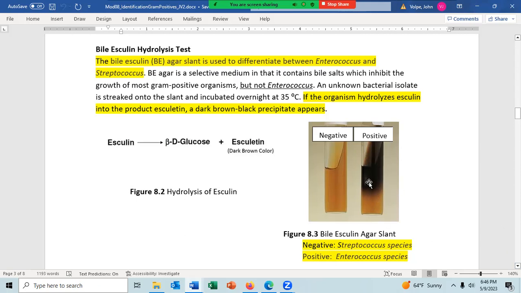You need more than 50% of the tube to be dark brown or black, and then we say it is esculin positive. If it's less than 50% or no darkening, no black or dark brown, then we say it's esculin negative. Streptococcus species, meaning the family Streptococcus, is esculin negative, and Enterococcus species, or the family Enterococcus, is esculin positive.